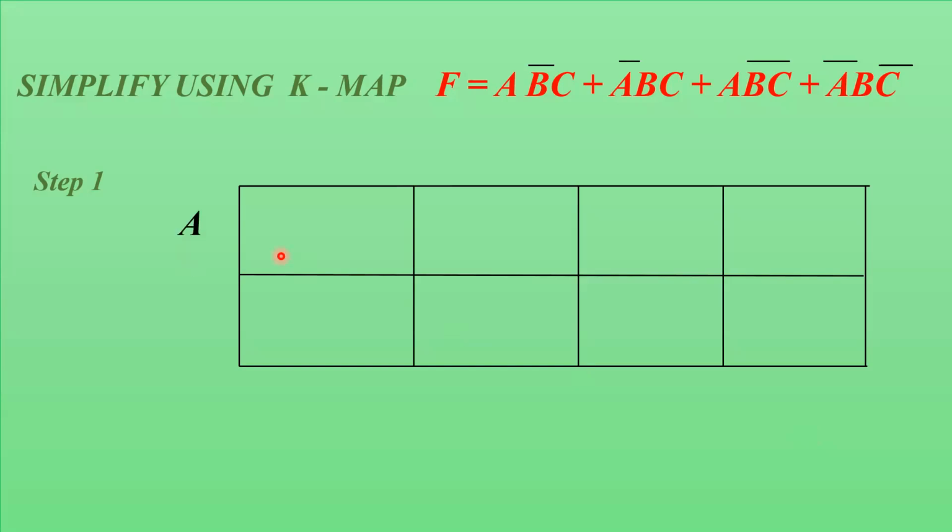First we will write A complement, A, B complement, B, B complement, B, clear. Now look down, C complement, C, C and C complement. When we have the three variables, you can make a map like this. Now we will add the values A complement, B complement and then C complement.